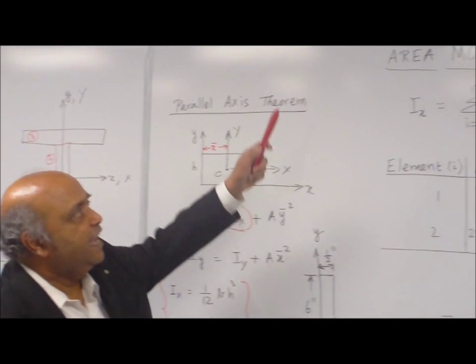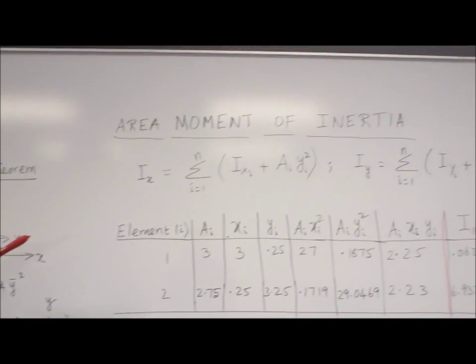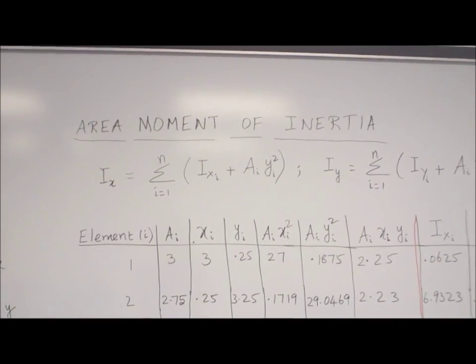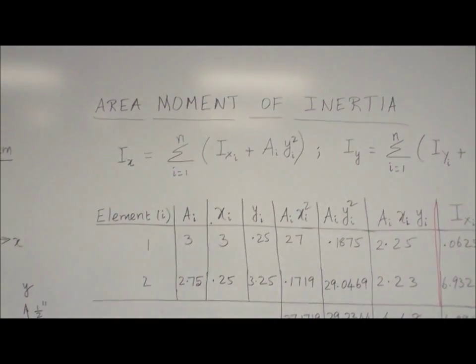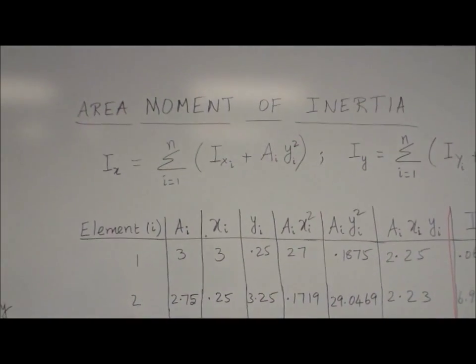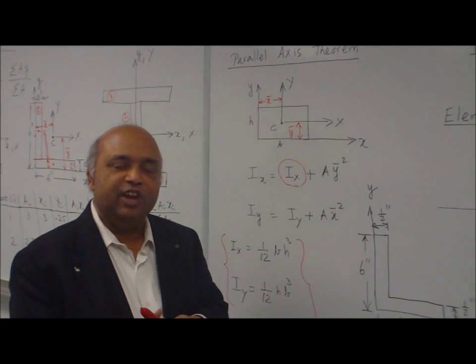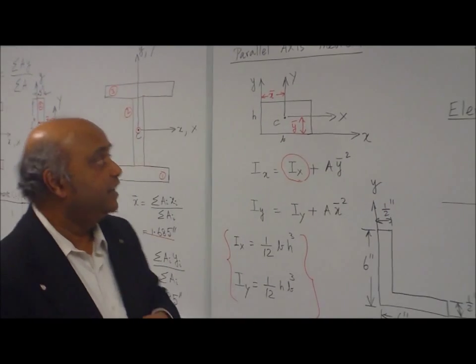So here, for the area moment of inertia, we will learn how to find it using the table method that we use for the centroid. If you don't know how to do that, you can go and visit the centroid lecture. You can learn all about that.